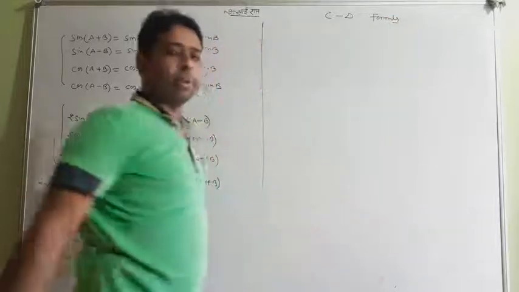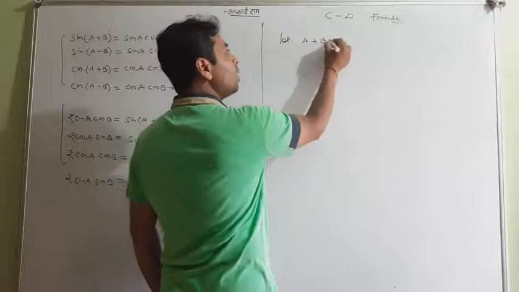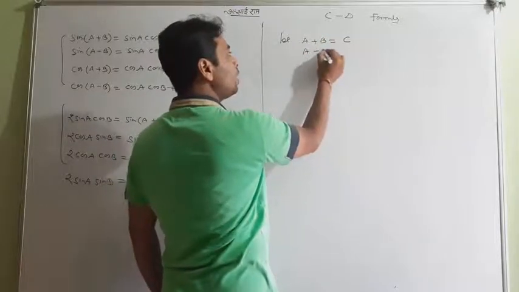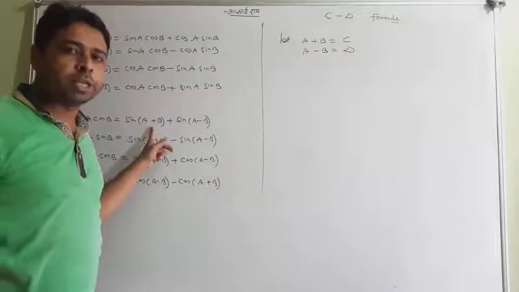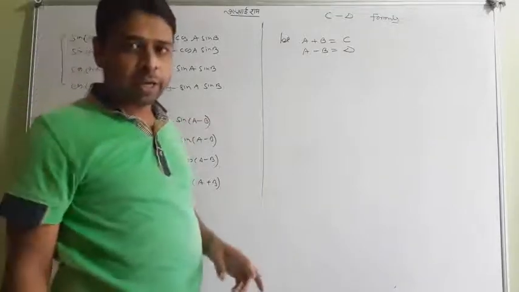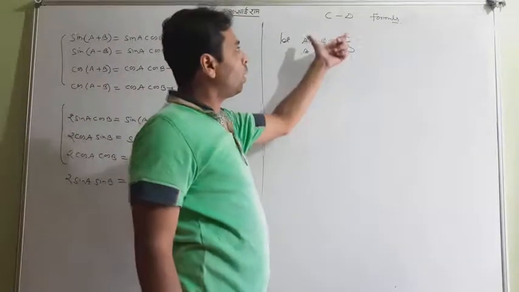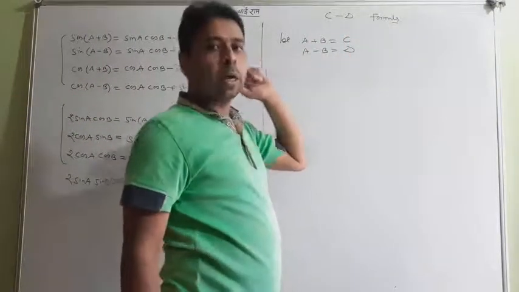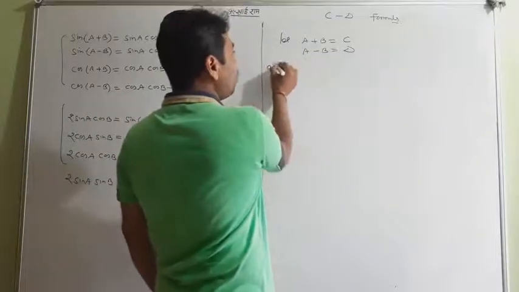And what are the CD formulas? Look at this. First, I'm assuming that A plus B is C and A minus B is D. So in these formulas, A plus B I assume C and A minus B I assume D. And what will happen now? I want to do some more work here. Look at this, I want to add them.